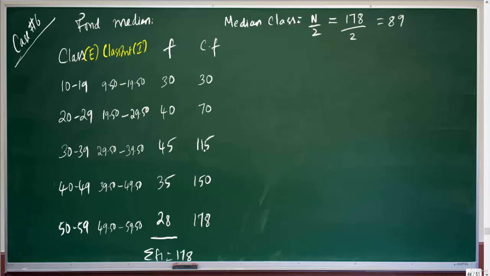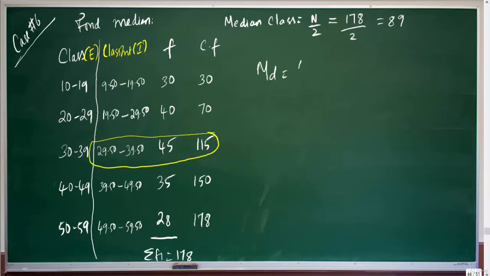So 89 should be in this range, because in the class interval of 30 to 39, our focus should be on 29.5 to 39.5. So this is the median class, which is 29.5 to 39.5. So now let me write the formula for median. What is the formula? Median is equal to L1 plus n by 2 minus the cumulative frequency preceding the median class, divided by the frequency f, into c.